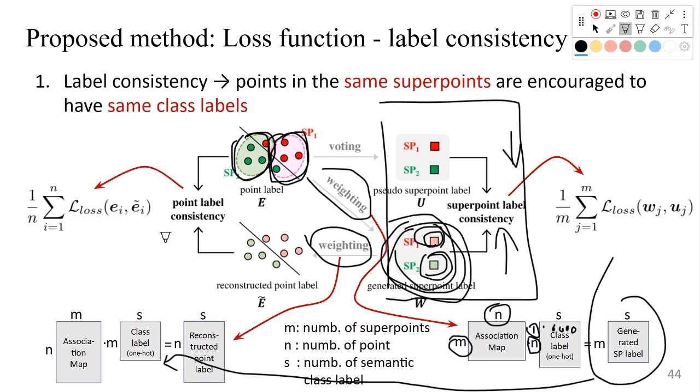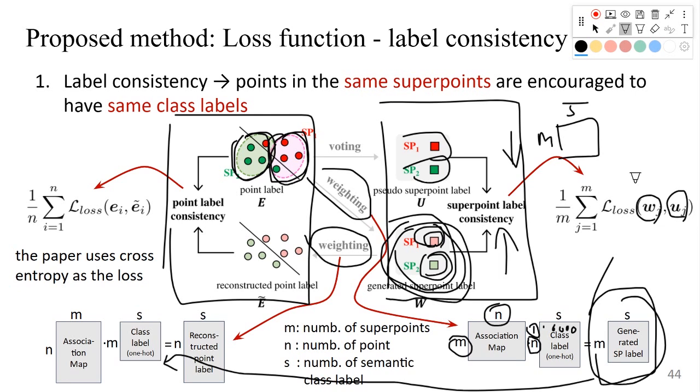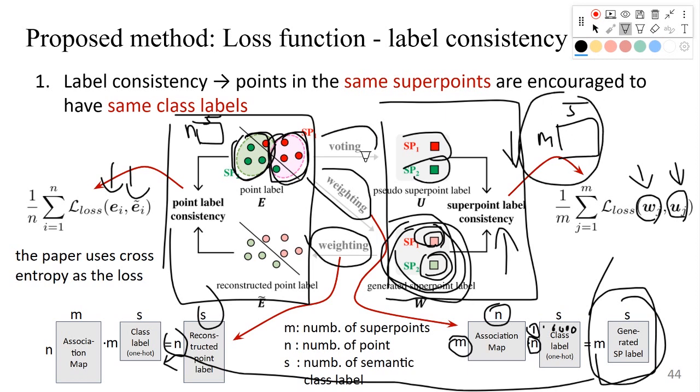And then in the other direction, we enforce the consistency at the point level by minimizing these two. We have this, and we also have this. This will also be m by s, and we want to encourage these two to be the same. This is n by s, and this is also n by s here. To get this one, we do it by voting.